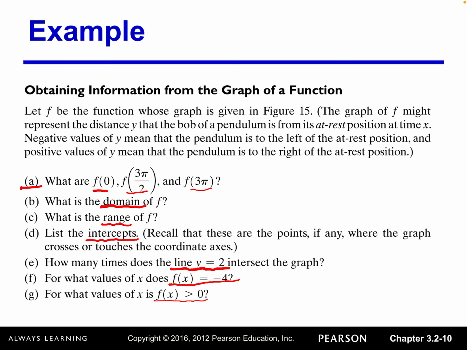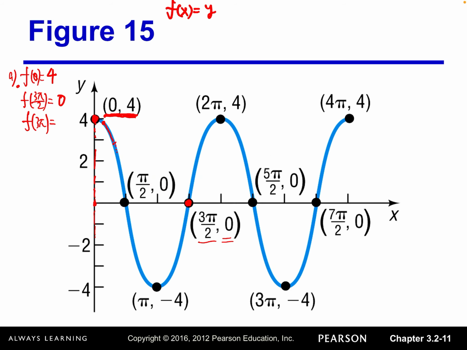All right, and then the next one, f of 3 pi. Can you find where is the point when x equals 3 pi? That refers to this point on the graph. So read the y coordinate of this point. When x equals 3 pi, y equals -4. That's how we get the answer for question A.